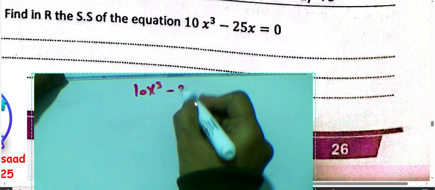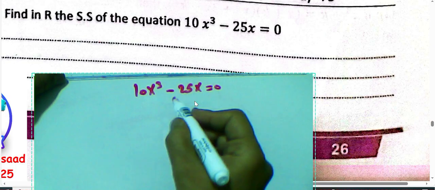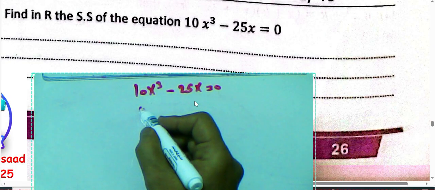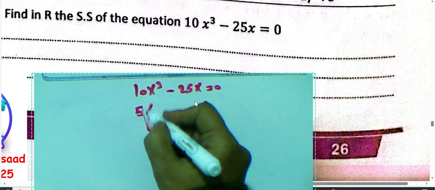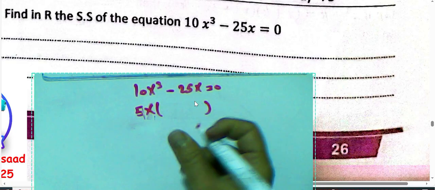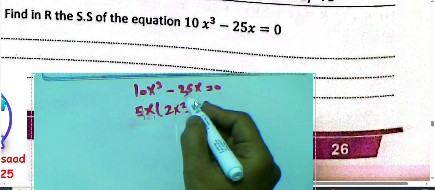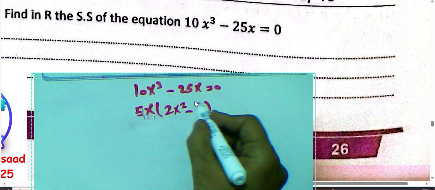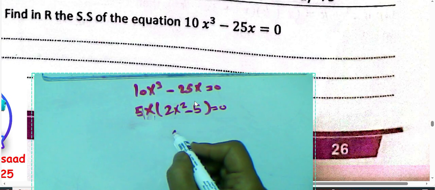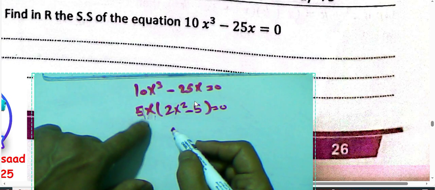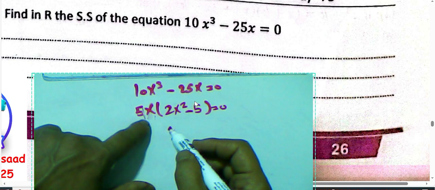10x power 3 subtract 25x. We can write the highest common factor between the two numbers, which is 5x. 10 divided by 5 equals 2. x power 3 divided by x equals x power 2. Negative 25 divided by 5 is negative 5. x divided by x equals 1. Okay, understood. We can write the highest common factor between the two terms, 5x.